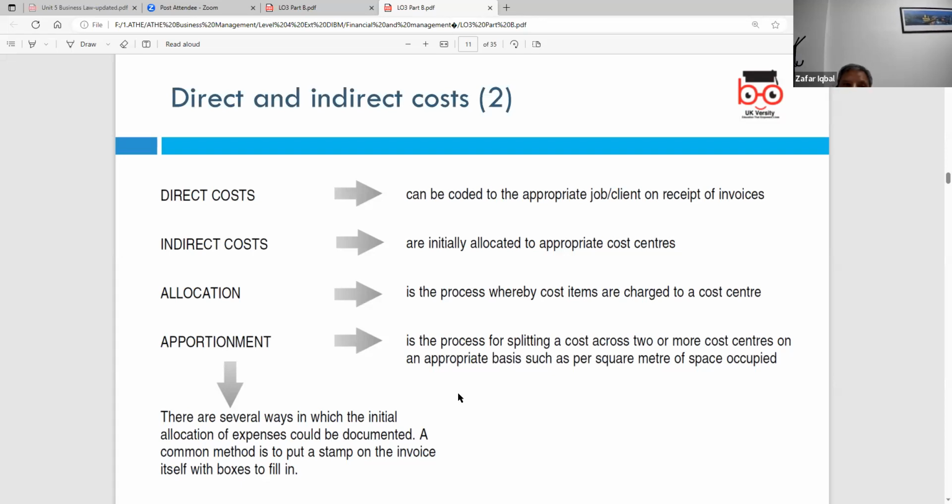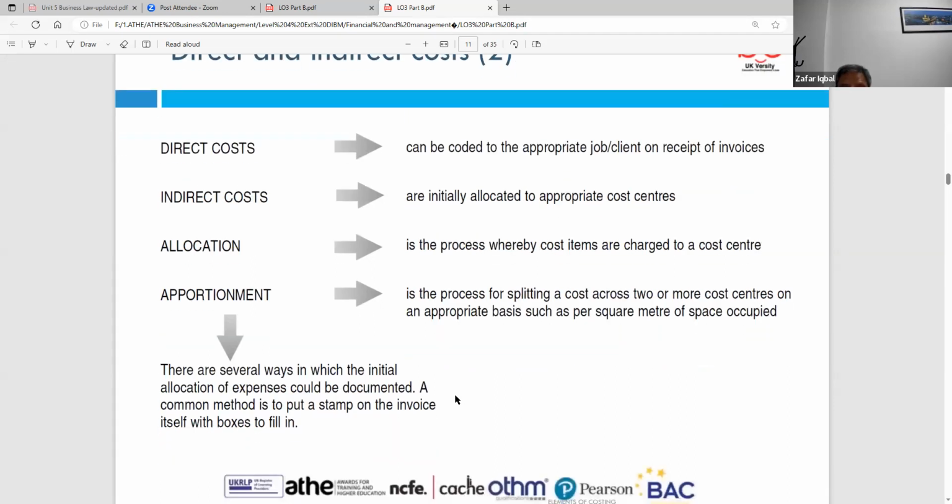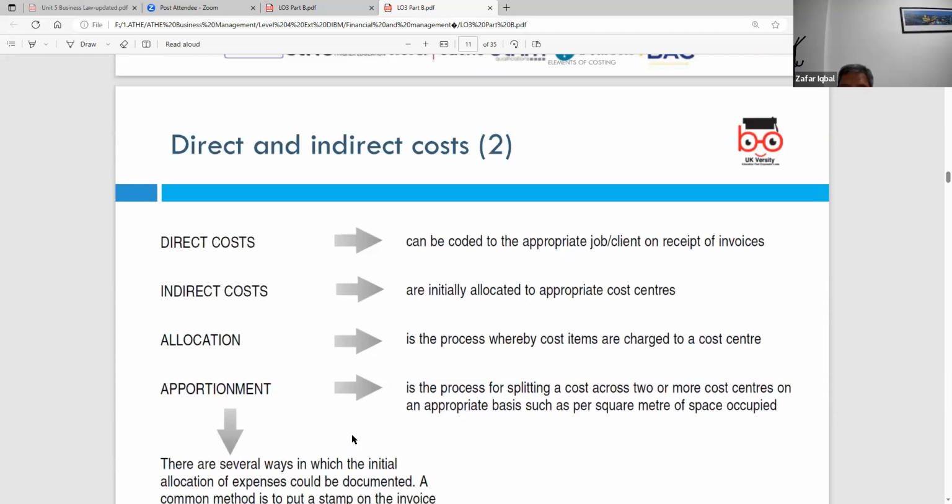So this is why marginal costing is better in terms of making quick and short-term decisions. All right, did you get my point? Yes, sir. Up till now, this is what we are talking about: direct costs and indirect costs. This is a very important concept.